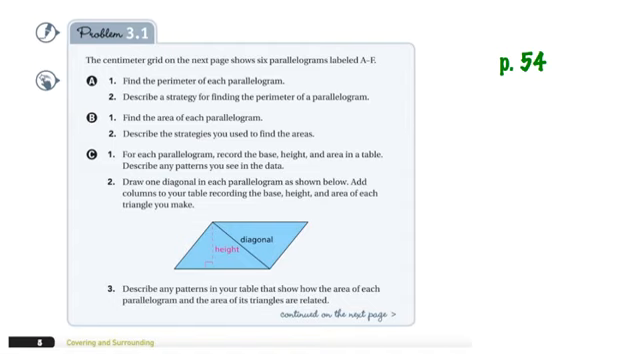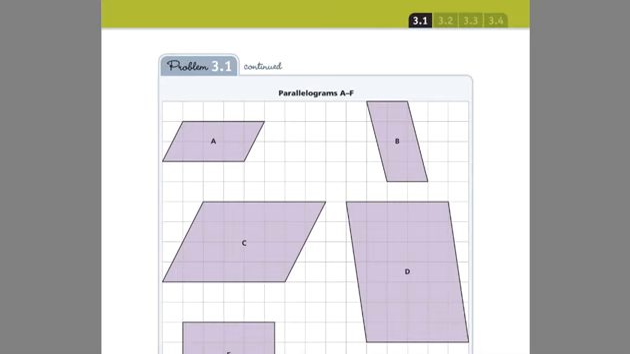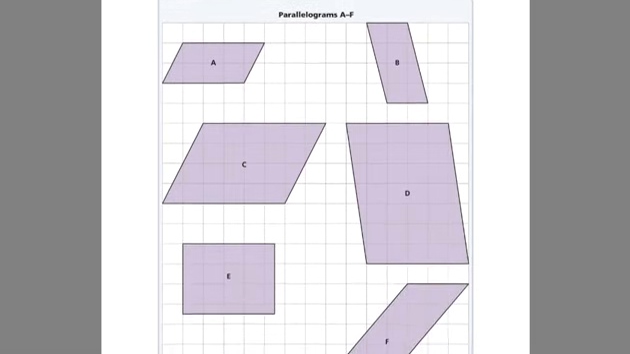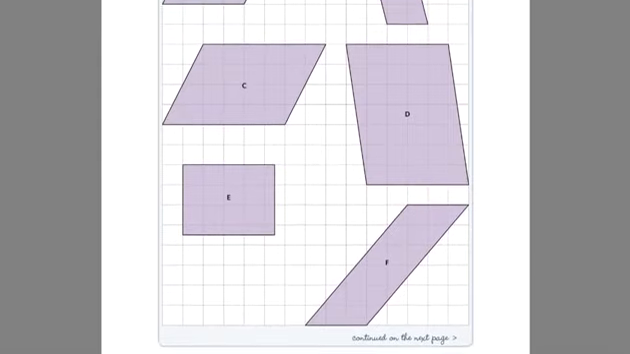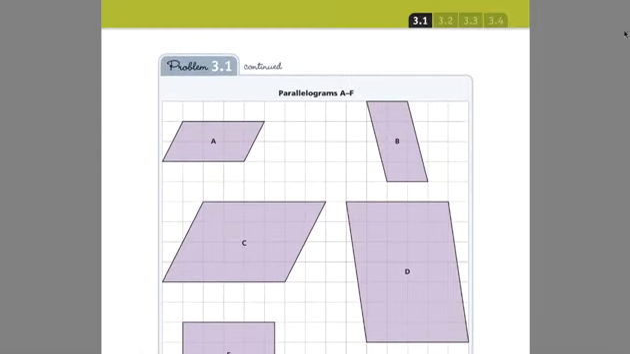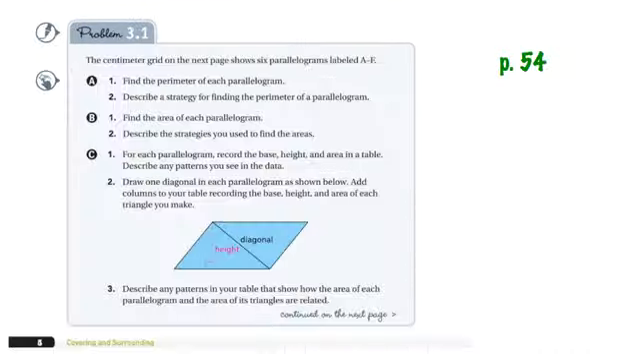There is centimeter grid paper on the next page that shows 6 parallelograms labeled A through F, so that would be on page 55. There is also a lab sheet on the back table that looks like so, that you can also go and get a copy of so that you're able to use it through today's lesson.